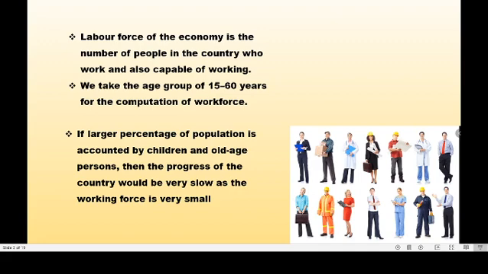The progress of the nation would be very slow, because the larger percentage of the population is accounted for by children. So for the progress of the nation, for the growth of its economy, and to boost the sectors, either the private sector or the government sector, or the primary, secondary or tertiary, the labor force must be between 15 and 60, and they must be more skilled and talented.